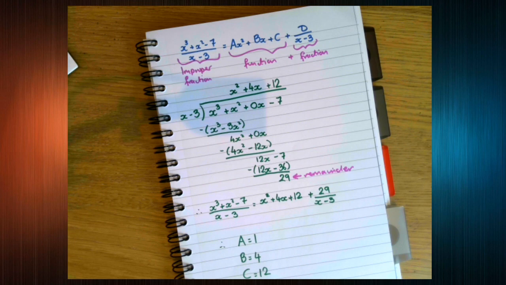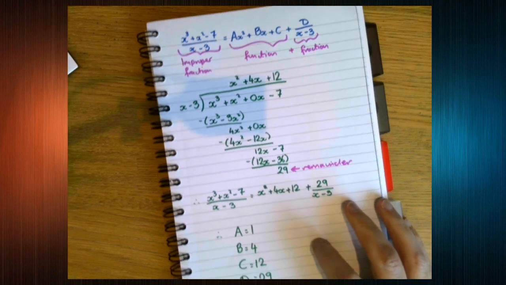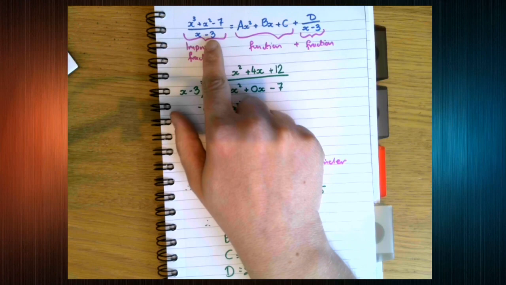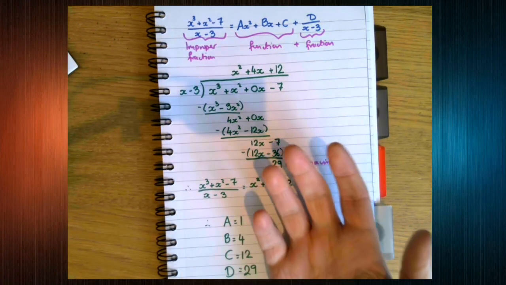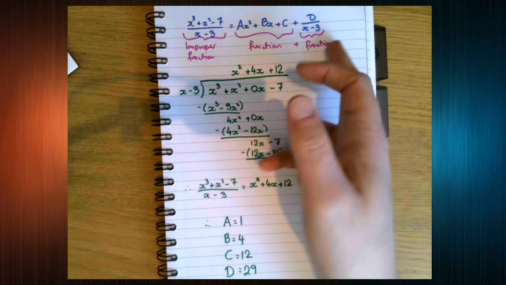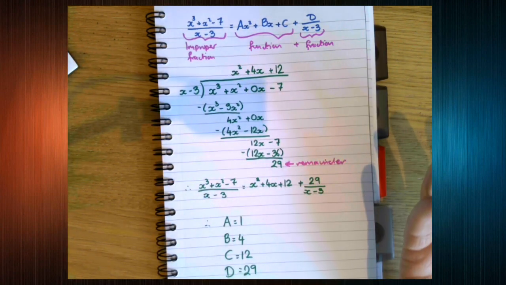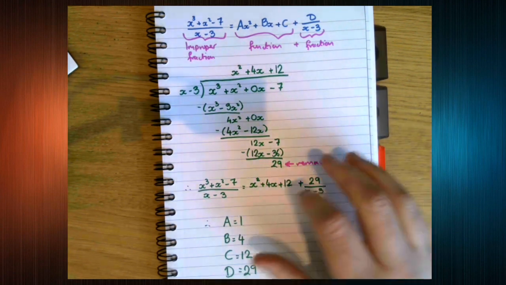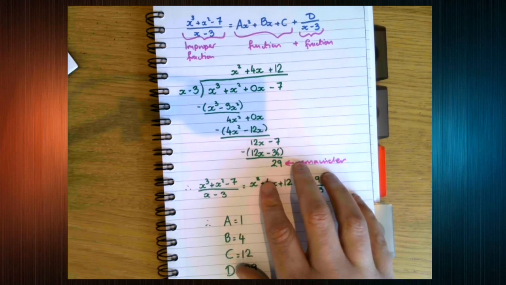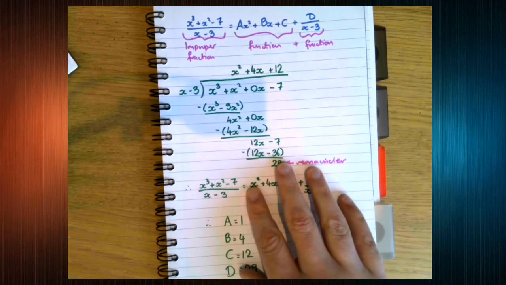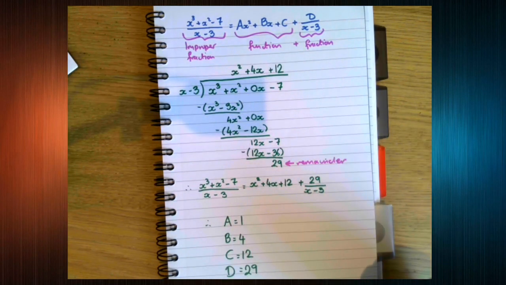As I said, you could do this by using methods that we have already looked at with partial fractions: multiplying this through by x minus 3 and then putting in values of x, or multiplying it through by x minus 3, multiplying it out and comparing coefficients. I generally find this is quicker. And often this is what the exam board will expect you to be doing.